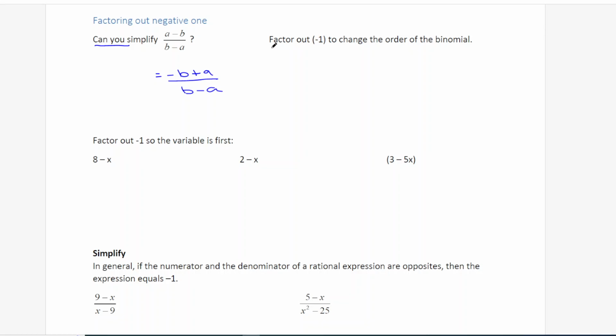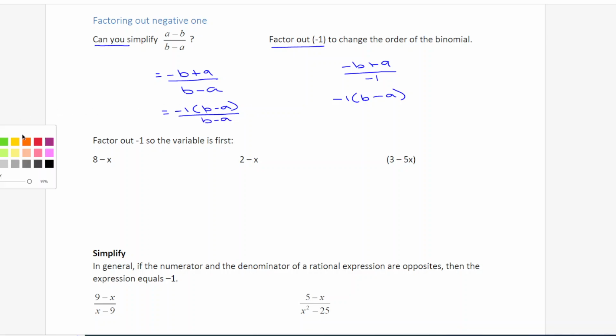If you were to factor out a negative 1 from the numerator, right? So if you took negative b plus a and you factored out a negative 1, you'd be left with negative 1 times positive b minus a. So let's see what that looks like in my fraction. I have negative 1 times b minus a all over b minus a. Now, b minus a divided by b minus a is 1, but I'm left with this negative 1.